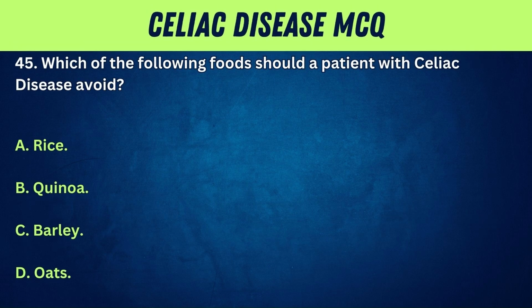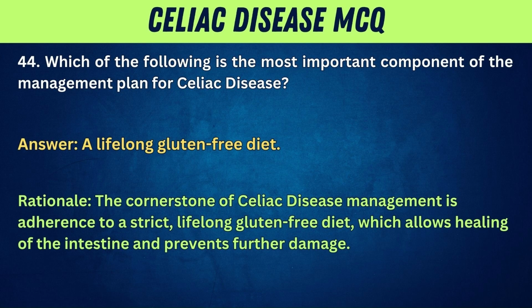45. Which of the following foods should a patient with celiac disease avoid? A. Rice. B. Quinoa. C. Barley. D. Oats. Answer: barley. Rationale: barley contains gluten, which should be avoided in celiac disease. Rice, A, and quinoa, B, are naturally gluten-free, but oats, D, may be cross-contaminated.